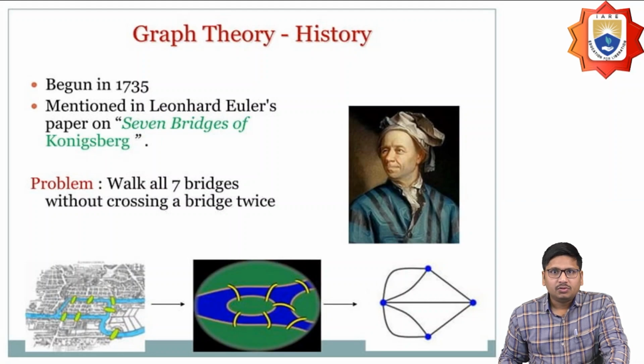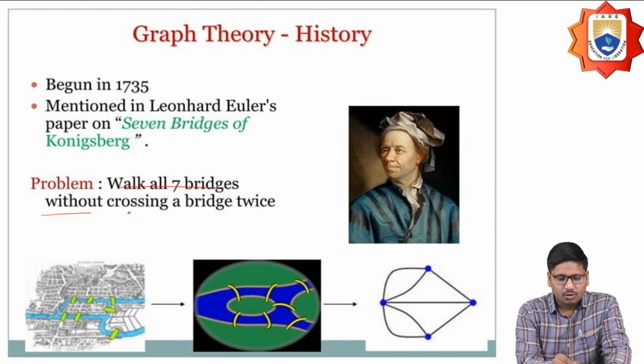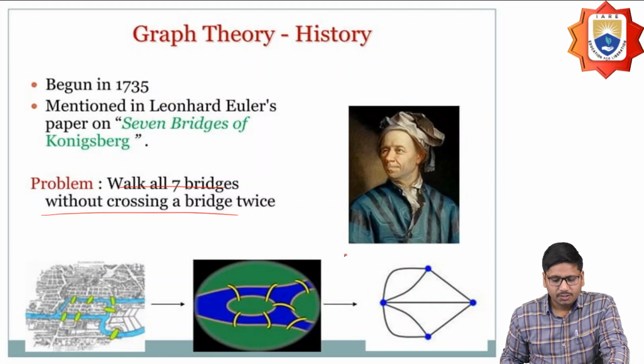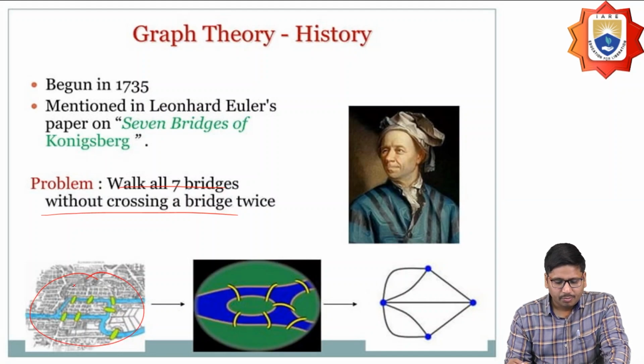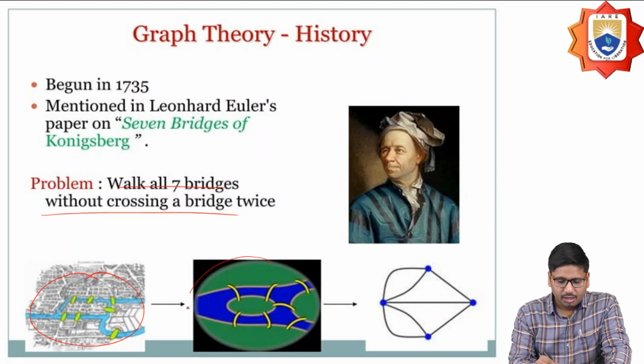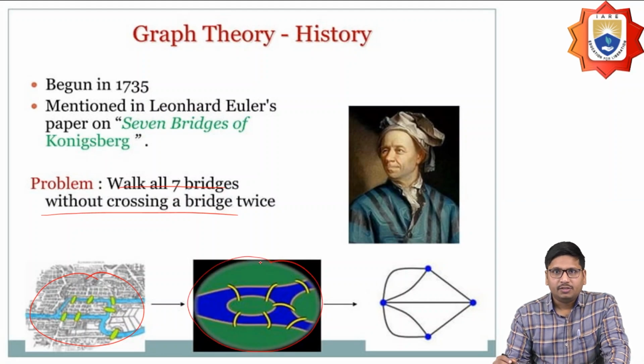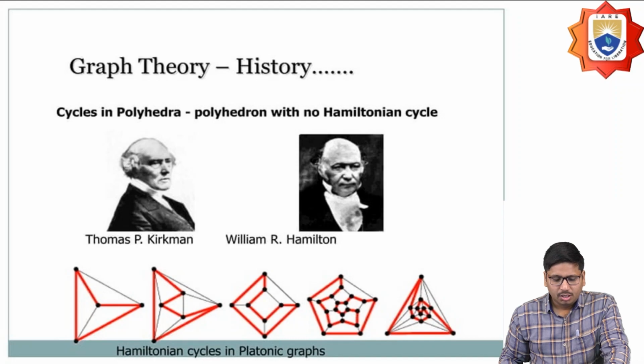So graph theory was invented in 1735, mentioned in Euler's paper on the seven bridges of Konigsberg. And the problem is, can we walk around all the 7 bridges without crossing any bridge twice? This problem can be solved by designing a graph. And Kirkman and Hamilton are the other persons who introduced Hamiltonian cycles in graphs.